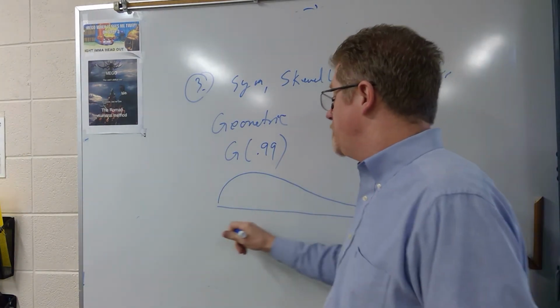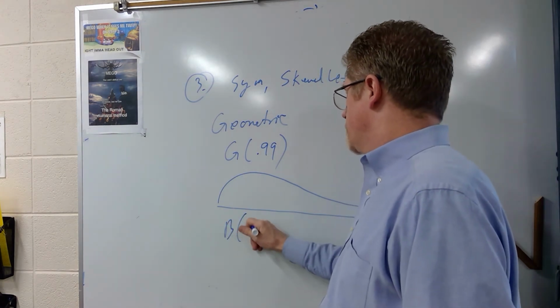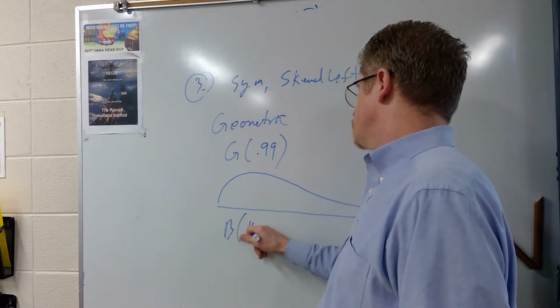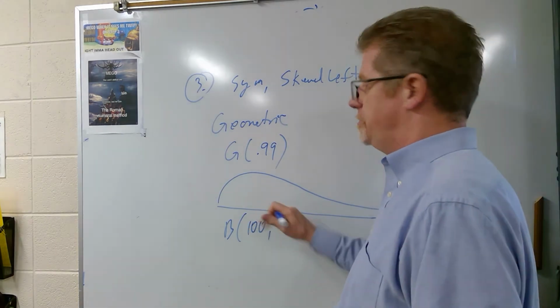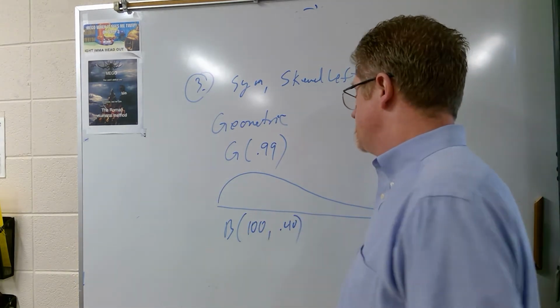Okay. Now, binomial distributions, like n equals 100, p equals 0.40. Okay.